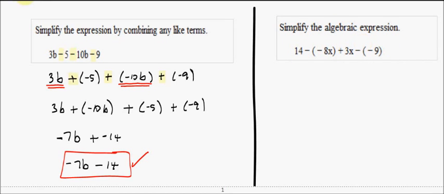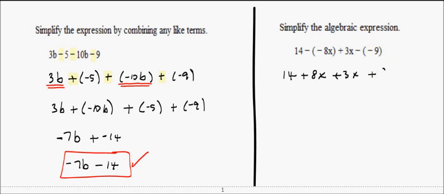But I'm going to write it out like we've done before. So this is going to look like this. 14, instead of that subtraction, I'm going to do addition. The opposite of a negative 8x is a positive 8x. That plus 3x, I like addition, so I'm just going to keep that plus 3x and bring it down. That subtraction, I'm going to change to addition. The opposite of a negative 9 is 9. So now I have everything changed to addition, and I'm just going to add the like terms.